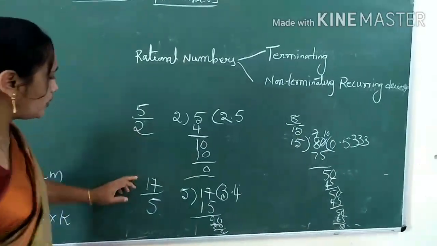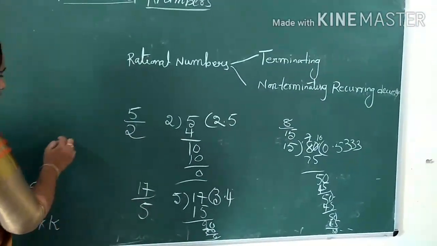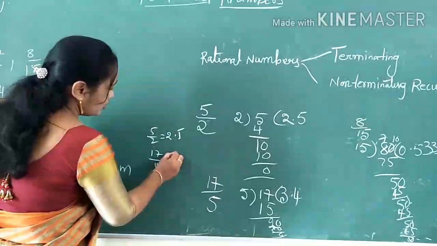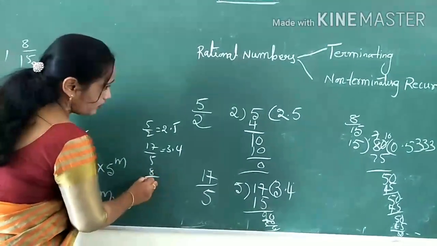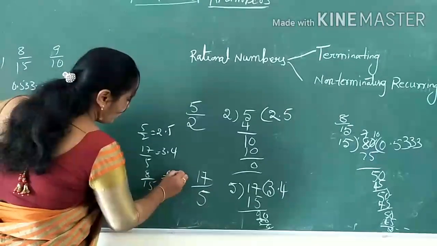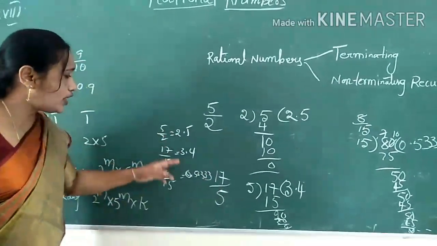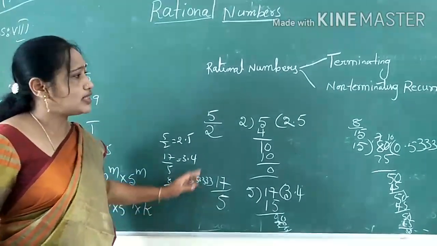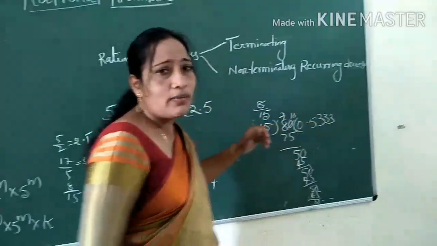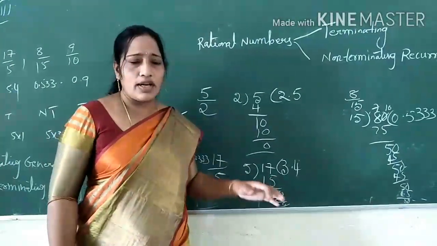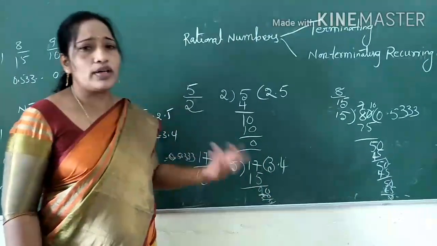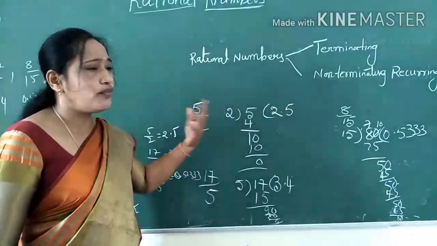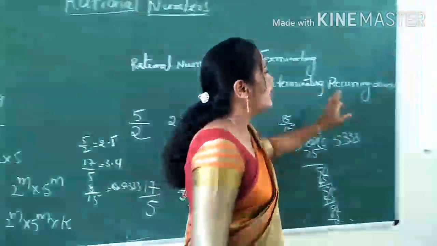5 by 2 means 2.5, 17 by 5 means 3.4, and 8 by 15 means 0.533. We have to differentiate between these two and this one. These two are terminating. This one has another name: non-terminating recurring. Recurring means a number repeated many times, one number or two numbers or three, repeating endlessly, infinitely. It's called a non-terminating recurring decimal.